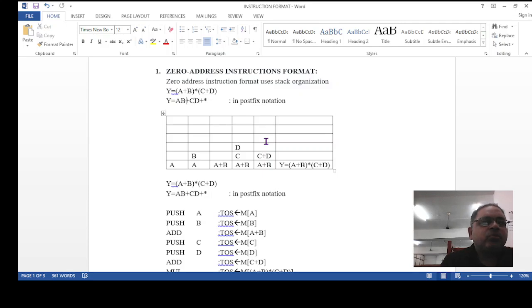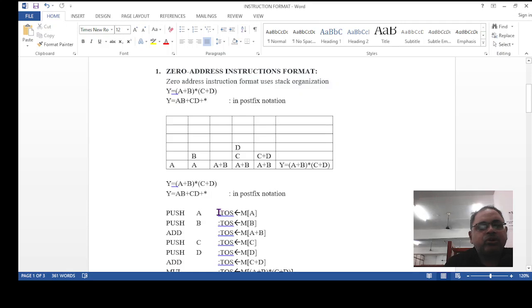Why have we performed A plus B first? Because it is within the bracket, and in operator precedence, the priority of brackets is highest. Then the priority of the multiplication operator goes above the plus. So now in postfix notation, our expression becomes Y equals AB plus CD plus star.